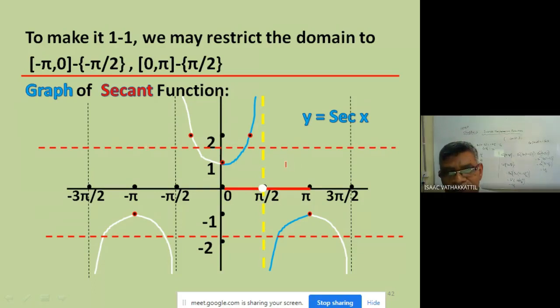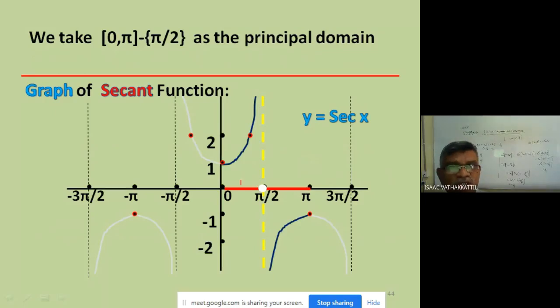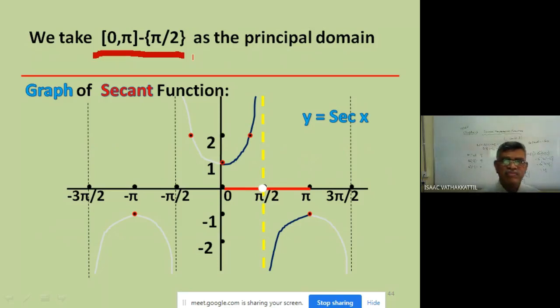because it is not defined at pi by 2. Or we may take 0 to 2 pi, but then it is not defined at 3 pi by 2, and so on. We take the principal domain as closed interval 0 to pi, but not pi by 2. The principal domain of the sec function is, remember, closed interval 0 to pi, but not pi by 2. That for sine was closed interval minus pi by 2 to pi by 2.